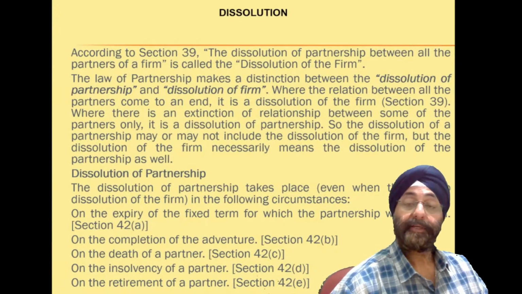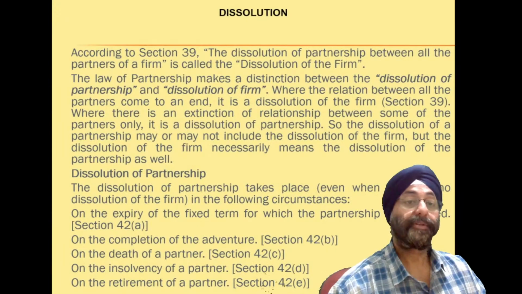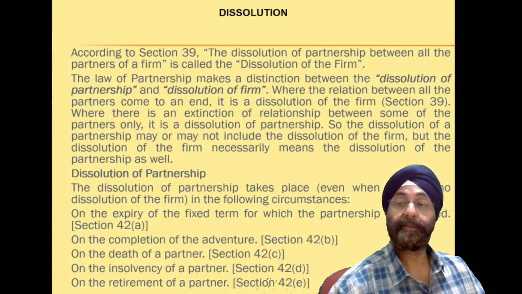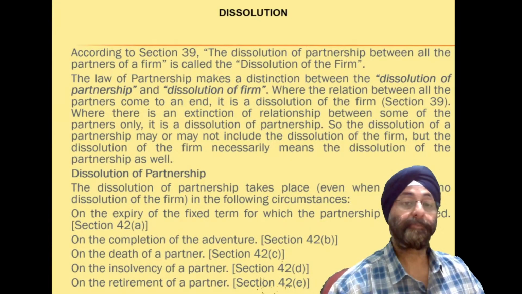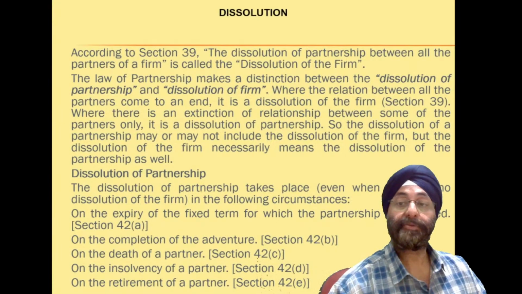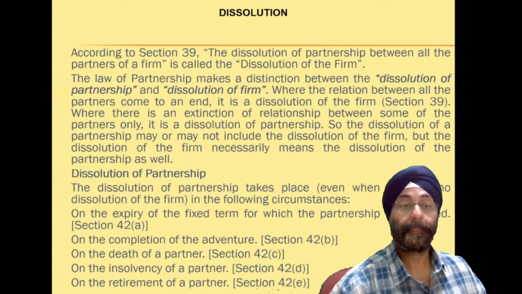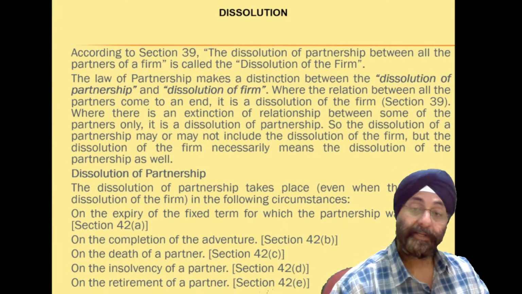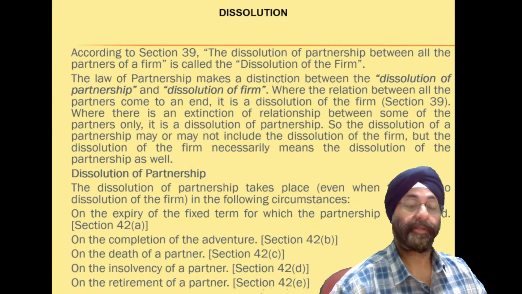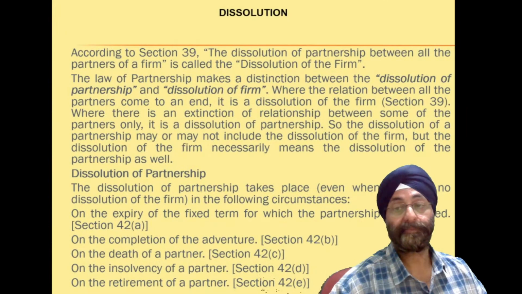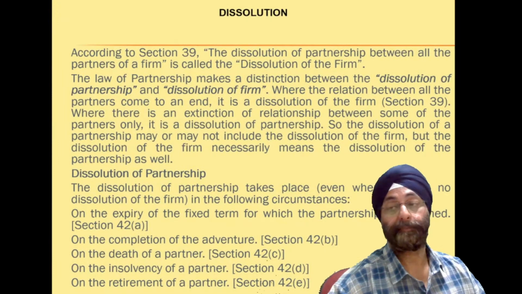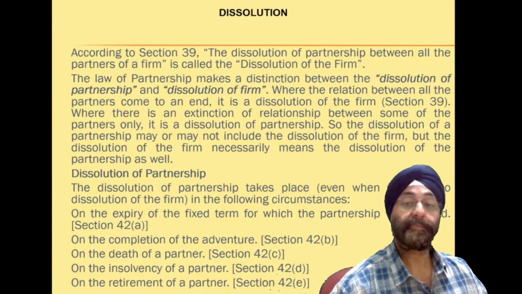The law of partnership makes a distinction between the dissolution of partnership and the dissolution of a firm. Where the relation between all the partners comes to an end, it is a dissolution of a firm, section 39. And where there is an end of relationship between some of the partners only, it is a dissolution of the partnership. So the dissolution of the partnership may or may not include the dissolution of a firm, but the dissolution of the firm necessarily means the dissolution of the partnership as well.